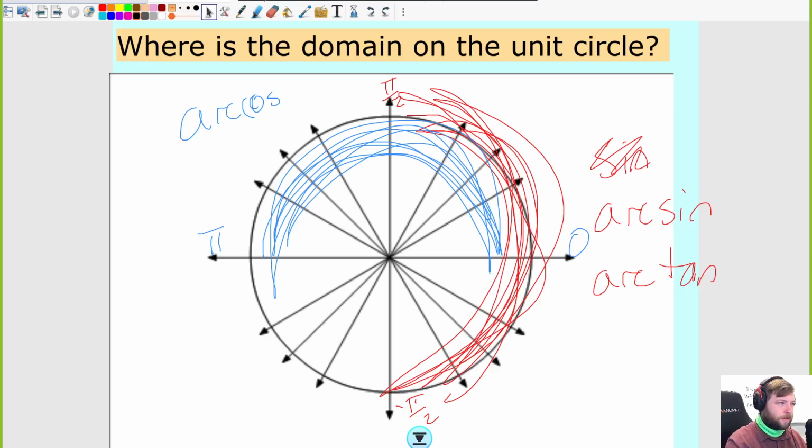But I don't think calculus goes too deep into that stuff. But I just wanted you to know that cosine is the top, sine and tangent are the right.